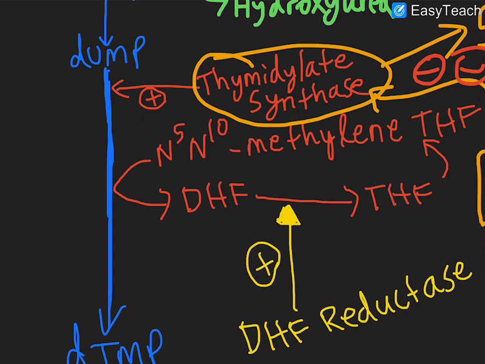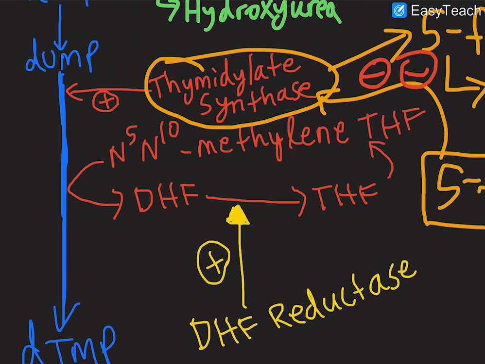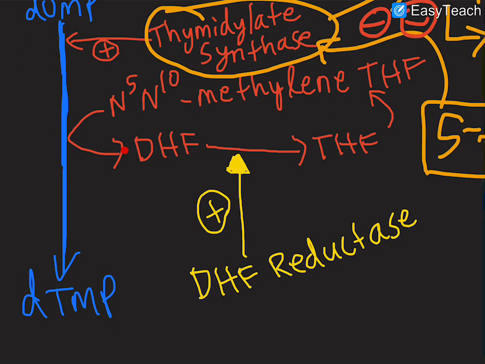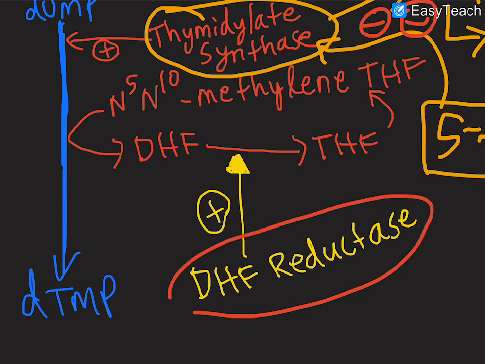But what else happened here? We had to use 5,10-methylene tetrahydrofolate and convert that to dihydrofolate. But to get this 5,10-methylene tetrahydrofolate back, we need to convert dihydrofolate to tetrahydrofolate, right? So that we can convert tetrahydrofolate back to 5,10-methylene tetrahydrofolate. So how do we convert dihydrofolate to tetrahydrofolate? We use dihydrofolate reductase. Well, there are multiple drugs that inhibit this enzyme, dihydrofolate reductase.